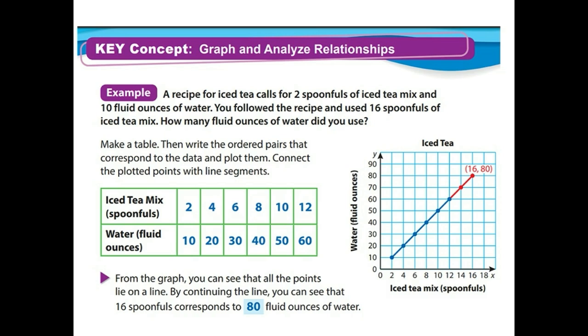You make a table, then write the ordered pairs that correspond to the data and plot them. Connect the plot points with line segments. So they've done that there. From the graph, you can see that all the points lie in a line. By continuing the line, you can see that 16 spoonfuls corresponds to 80 fluid ounces of water. So they got 16 right there. They continue that line up. It's at 80.